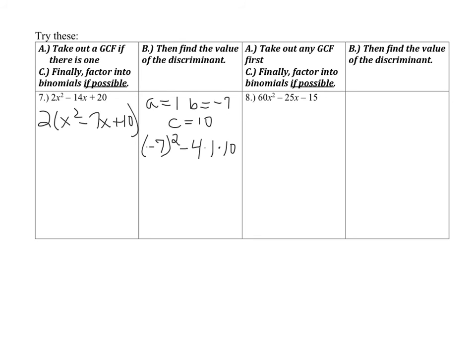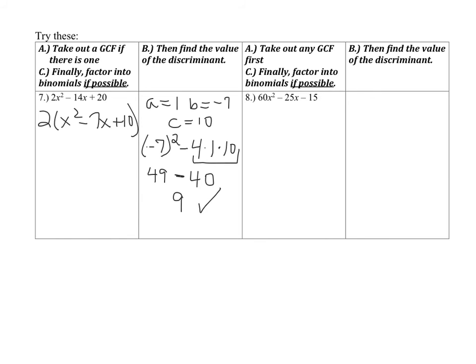Now, negative 7 squared is positive 49. Now, if you wanted to square that first and just write down 49 minus 4 times 1 times 10, that's safe, okay? Then I'm going to do 4 times 1 times 10 is 40. So I'm going to do 49 minus 40, which is going to give me 9. So there's my discriminant. This is a perfect square, so that means that I can factor this further.